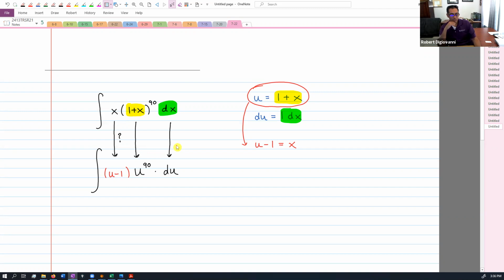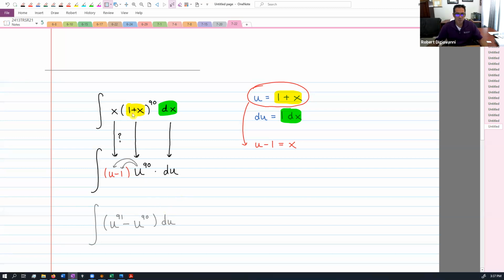So you have to do something though. Look at this problem. Can we do this now? How do we do this? Distribute it out? Distribute, that's it. Look, U to the 90th, multiply it through. We're going to have U to the 91st power minus U to the 90th power du.